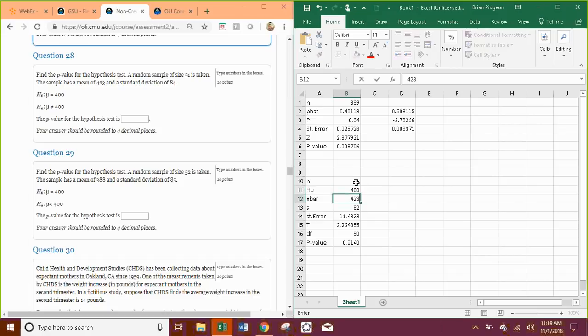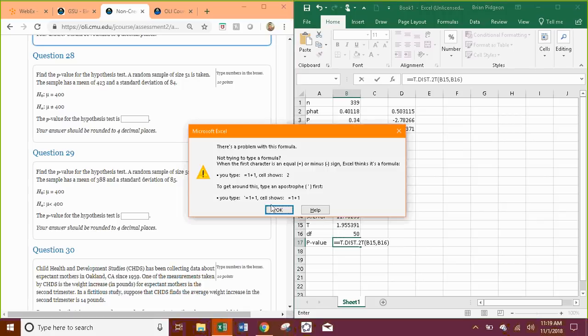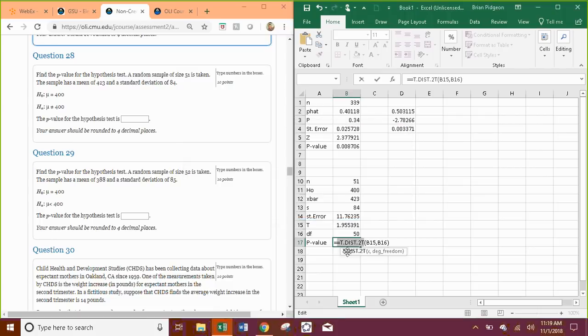Number 28. Find the p-value for the test. A random sample of size 51 is taken. The sample has a mean of 423 and a standard deviation of 84. Everything else is the same. So now the p-value is different. In this case, our alternative hypothesis is not equal to, so this is a two-tailed test. T is 1.955, and then the degrees of freedom is 50.